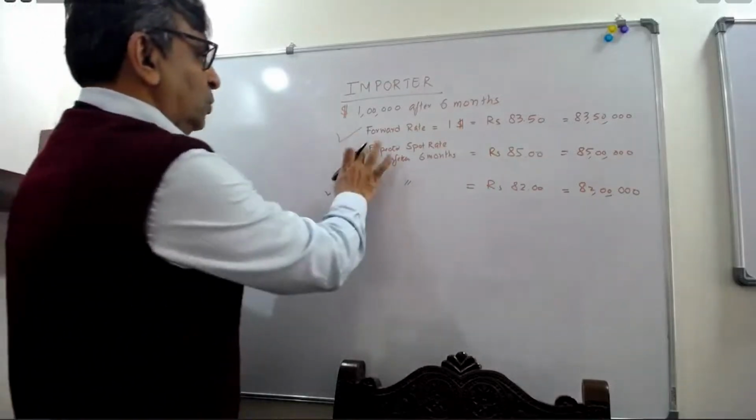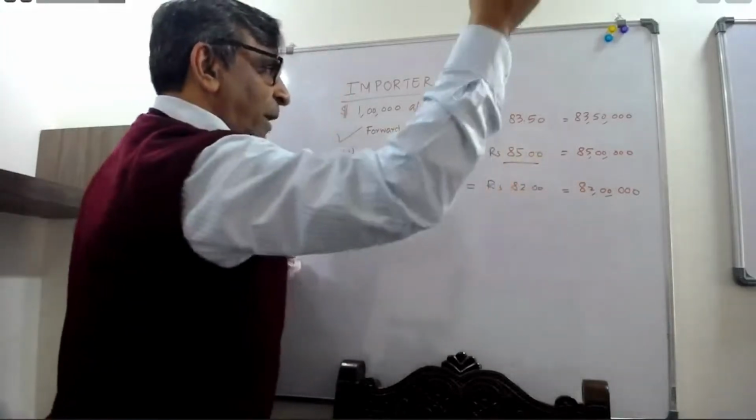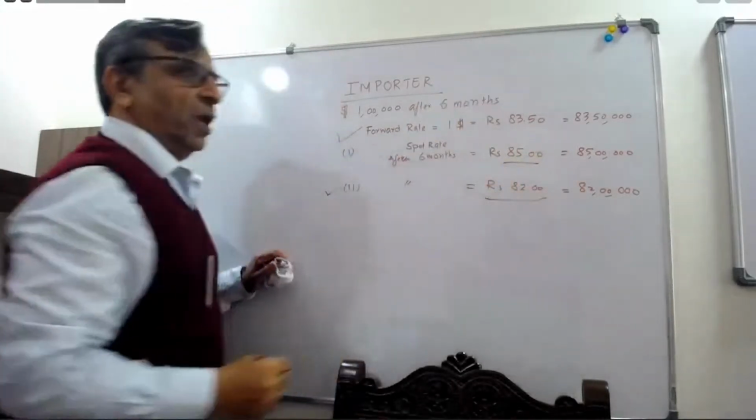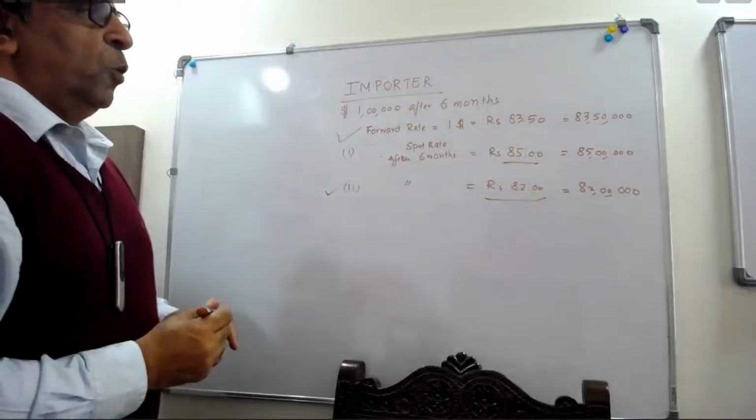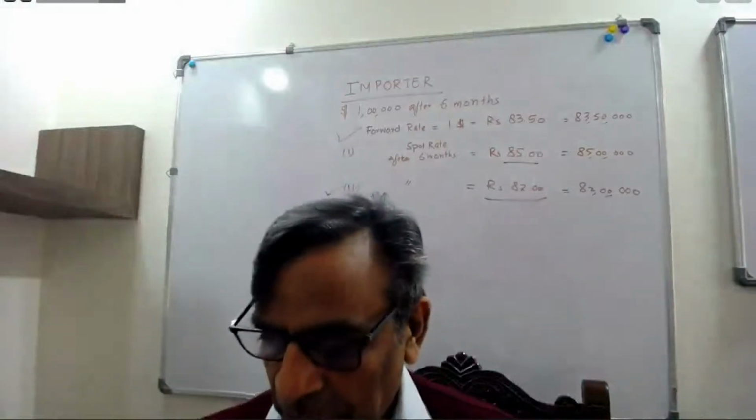So you have to see what the spot rate is after 6 months. If it happens to be 85, you are happy. But if it is 82, you are unhappy because you are overpaying 1,50,000. Isn't it? So that is what the slide says. Let me just move back to the slide so that you can understand.